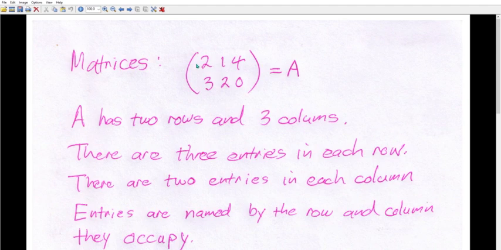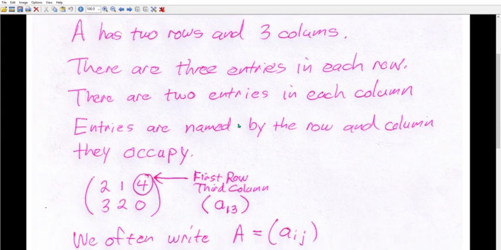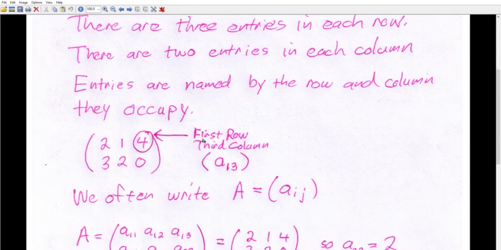It has 2 rows, and it has 1, 2, 3 columns. So there are 3 entries in each row, and there are 2 entries in each column. Entries are named by the row and column they occupy. So for instance, 4 here is in the first row and the 1, 2, third column.